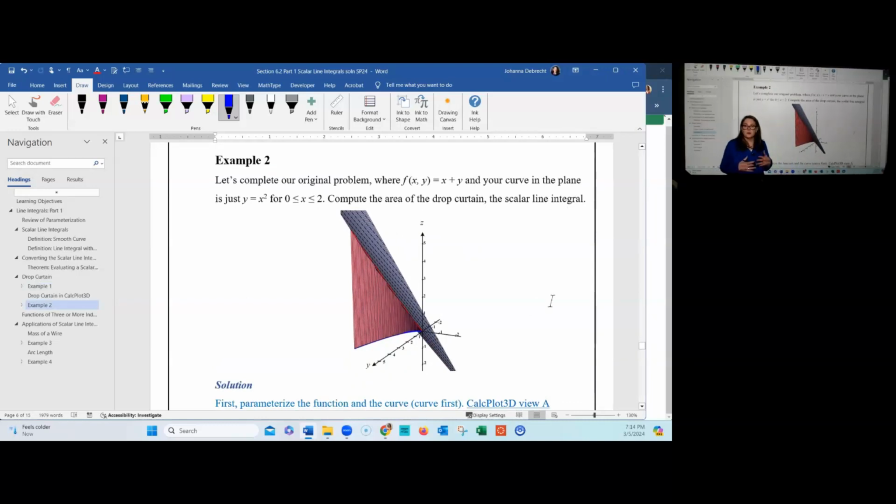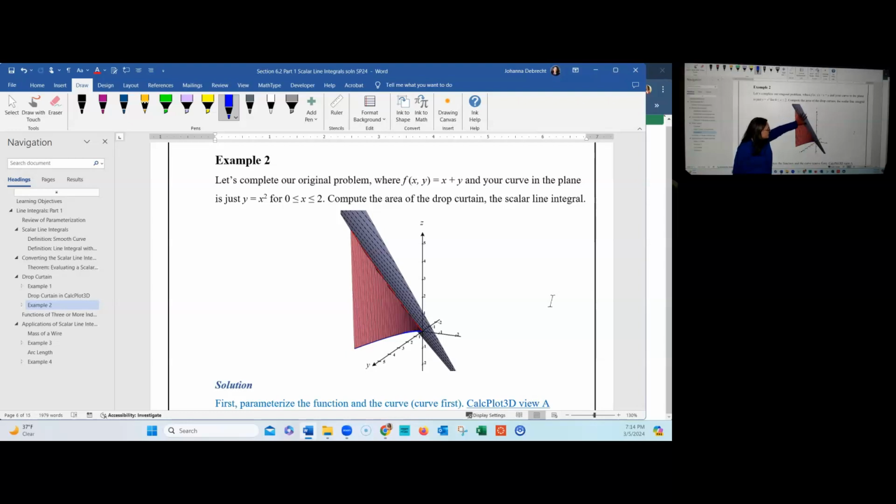In example 2, we want to finish the original problem that we started with, which has the same surface, the slanted plane x plus y, but the curve in the xy plane down here is instead y equal x squared, restricted to x between 0 and 2. So in other words, the right arm of an upward opening parabola. We want to compute the area of the drop curtain, which is the scalar line integral.